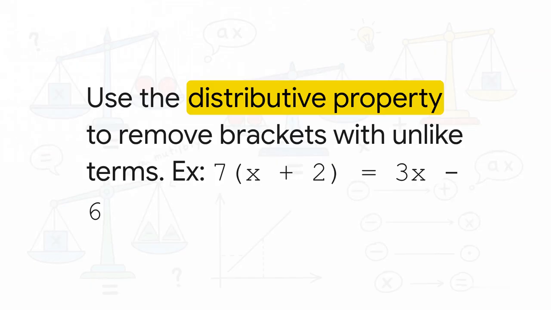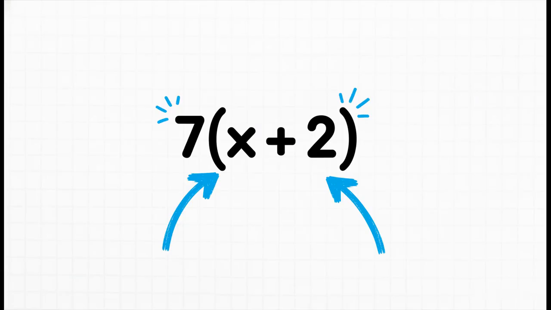The locked room mystery. Sometimes our clues are trapped inside brackets, parentheses. To get them out, we need a special key, and that key is called the distributive property. Now, the rule here is simple, but it is absolutely critical. The number outside the brackets has to be multiplied by every single term inside. Not just the first one, all of them. So in this case, the 7 multiplies the x, and it multiplies the 2.